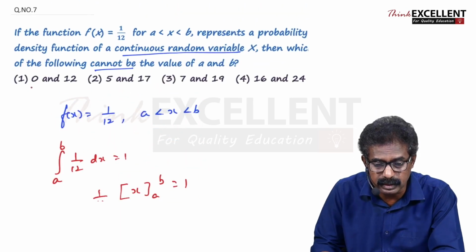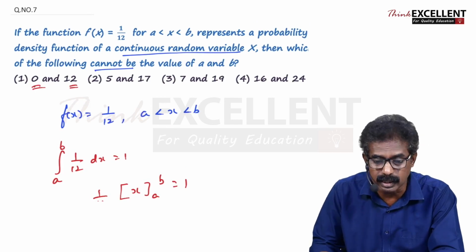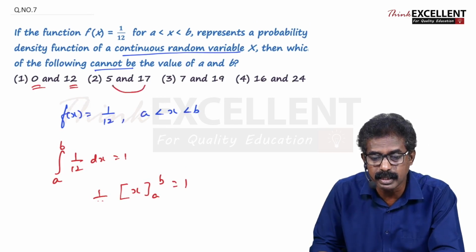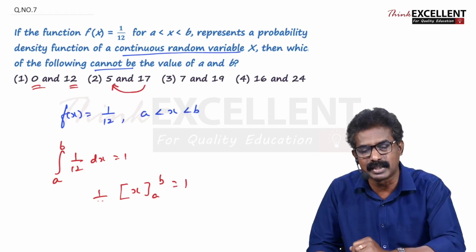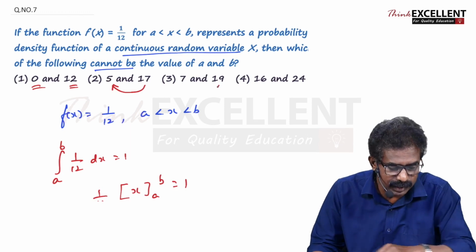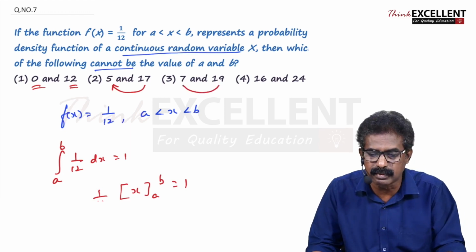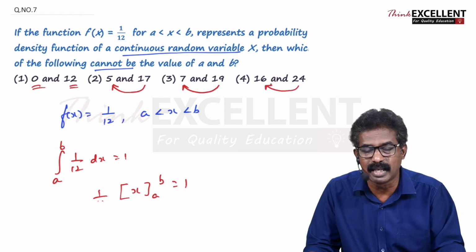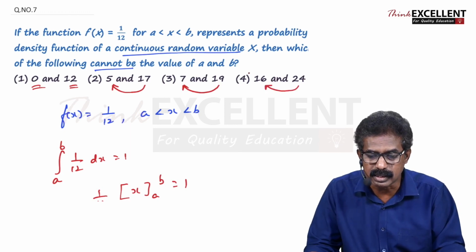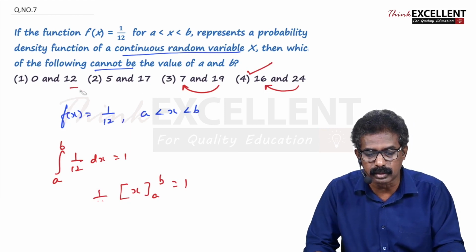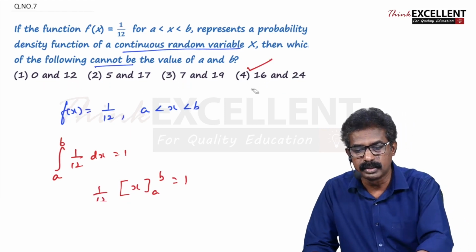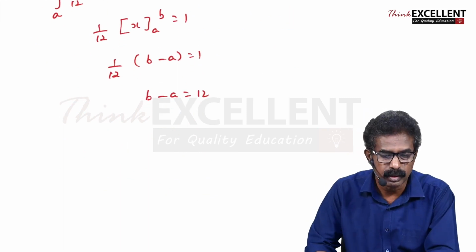See, here this is a, this is b. b minus a, is it 12? 12 minus 0, it is 12, yes. Here 17 minus 5, it is 12. This is a trial and error method. You just substitute whether the condition is satisfied or not. 19 minus 7, yes, that is 12 only. 24 minus 16, it is 8, it is not 12. So this cannot be the values of a and b. So the option is what? The fourth one, 16 and 12.